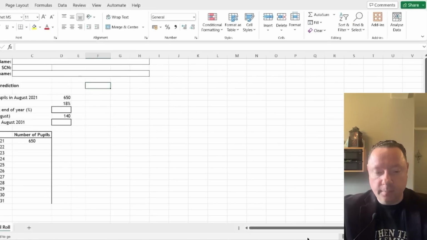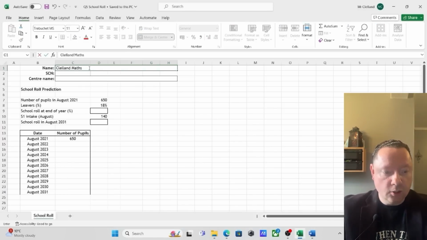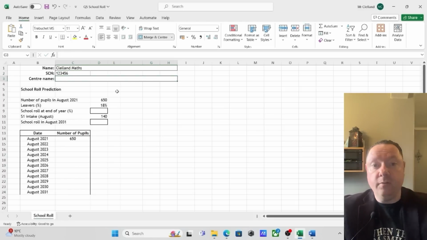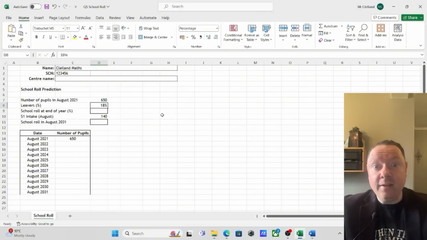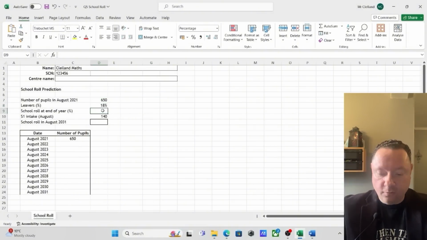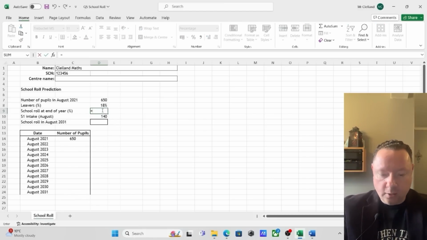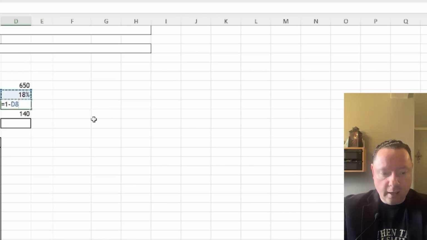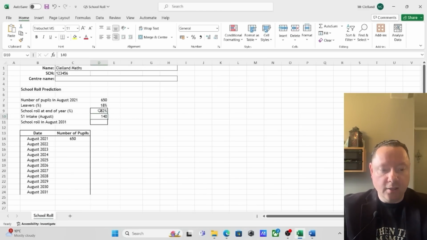So let's go into the spreadsheet. So you just put your dummy name in here. So Clever Maths, of course. Secure candidate number 01234556. Set a name is set a name, whatever you form. Right, let's go. The number of pupils in August 2021 is 650. And we've got 18% leaving. With 18% leaving, that means that what's left over is equal to 100 minus 18. Now you can get a calculator and work it out if you want, or just press equals 1 minus this box, and it hopefully will do it for you, 82%. If it doesn't work out for you, just get a calculator and type it in manually, 82%. Okay, S1 intake is 140.